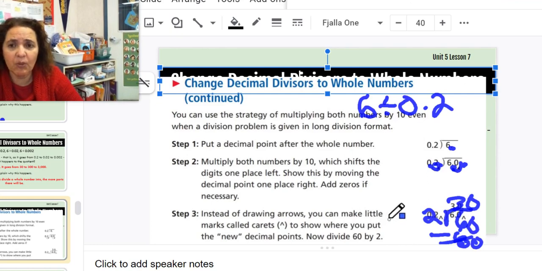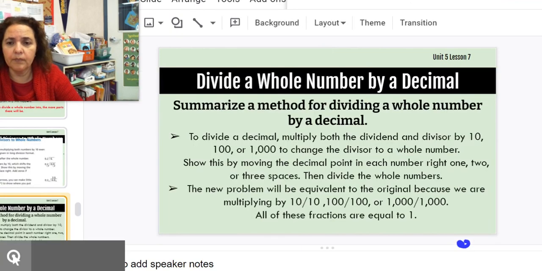So pretty easy, right? You look at how many decimal places to get to a whole. 1. No decimal, add my decimal, shift it over 1. That's all you're doing. Oh, before we take a look at one, let's review.